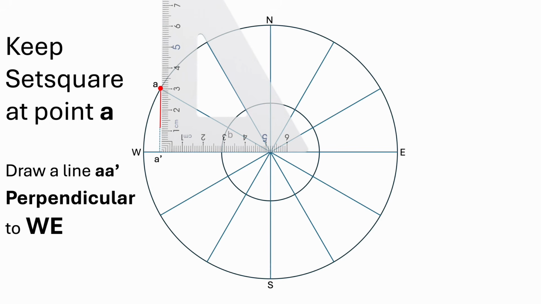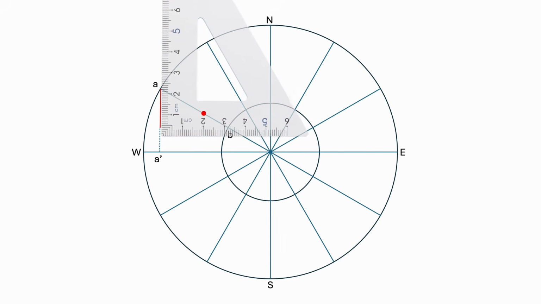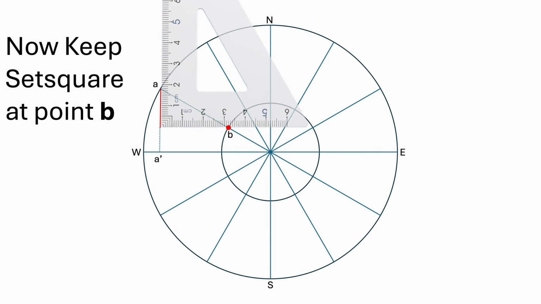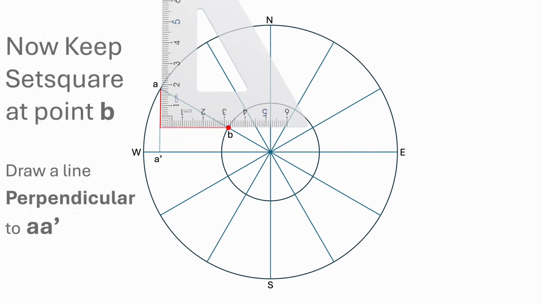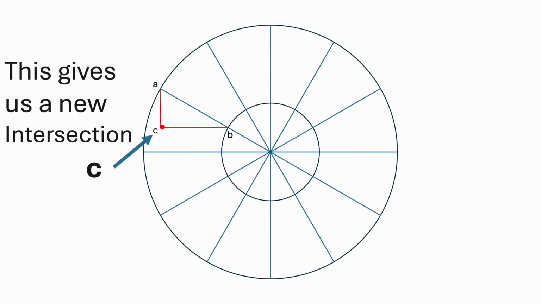Now keep the set square at point B and draw a line that is perpendicular to A dash. This gives us a new intersection C.